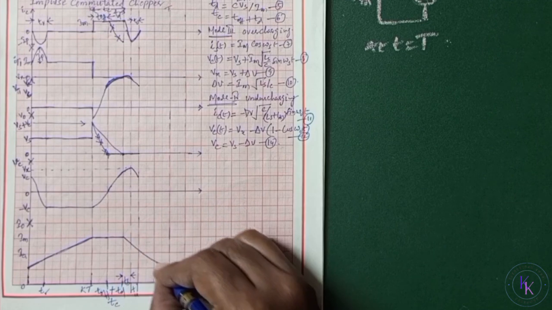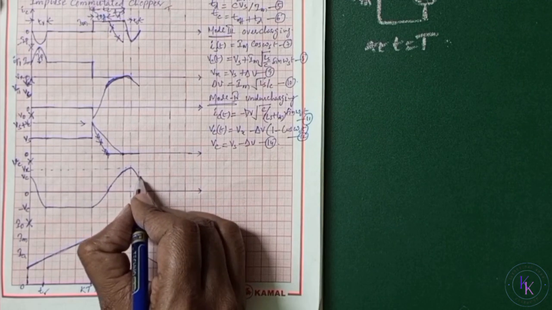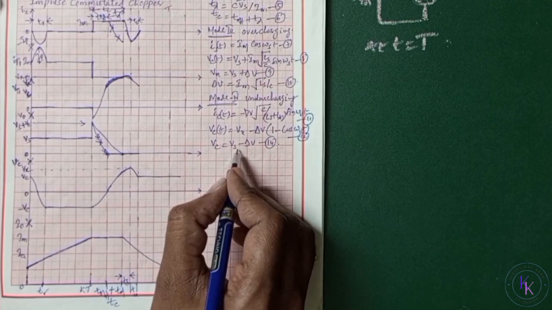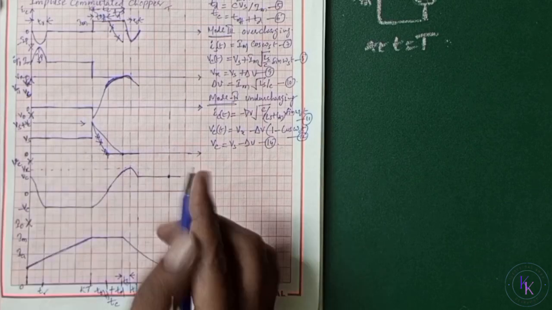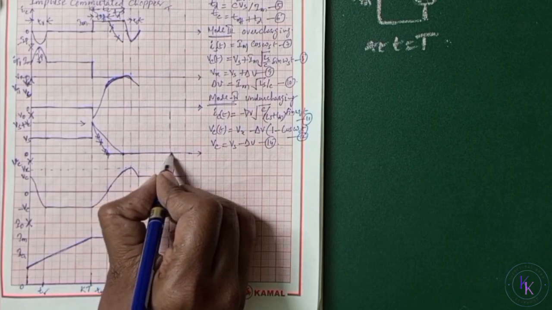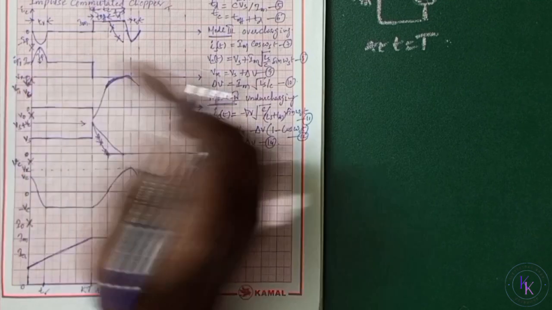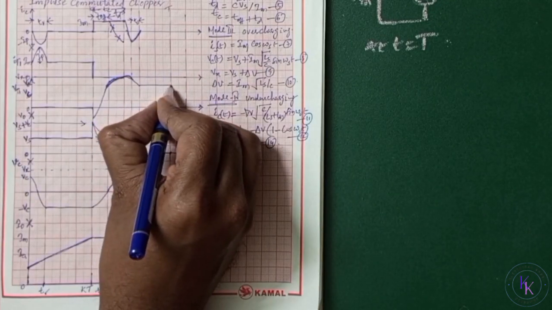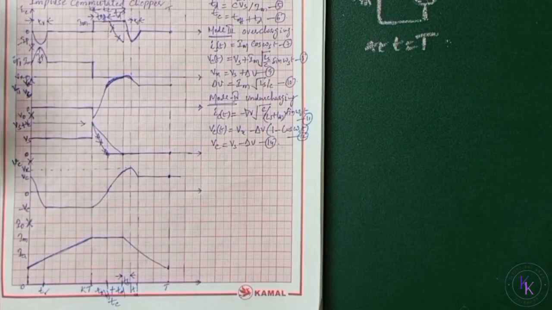Output current is going to decay. The capacitor voltage is going to stay at Vc equals Vs minus delta V. The output voltage will be 0 until here. Voltage across T1 will be Vc until T. Current of the capacitor will be 0.